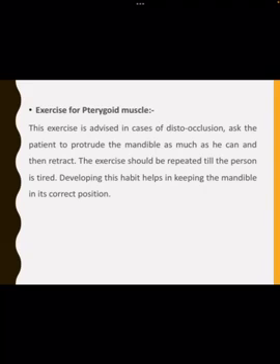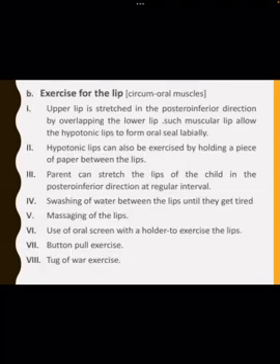Exercise for pterygoid muscle. This exercise is advised in case of distal occlusion, that is in skeletal class 2 patients. They are asked to protrude the mandible as much as they can and then retract. This exercise should be repeated till the person is tired, and developing this habit helps in keeping the mandible in its correct position.